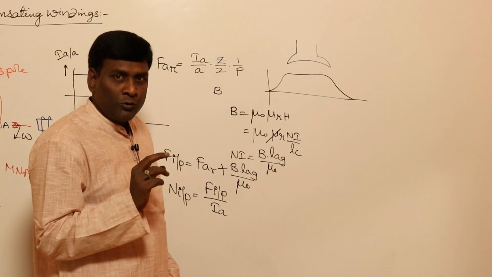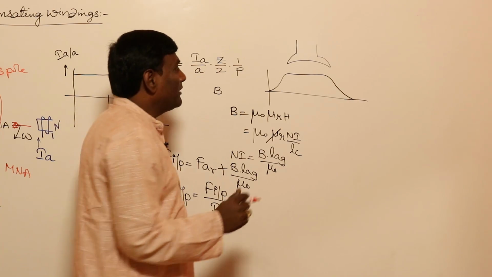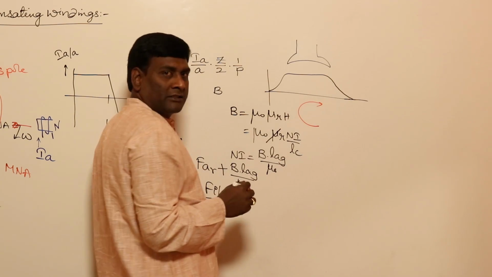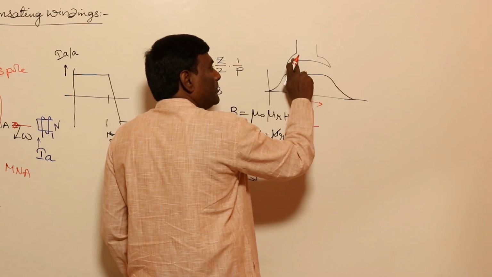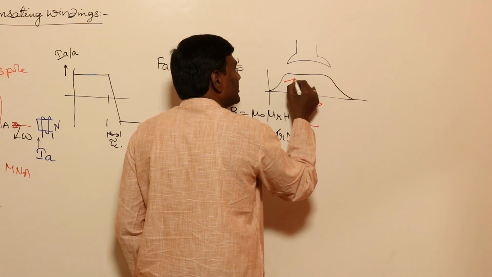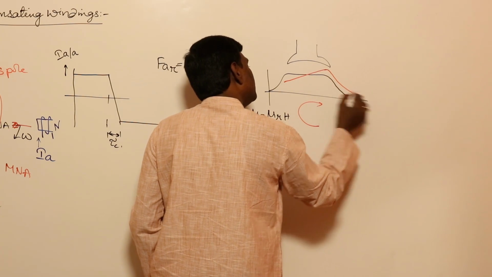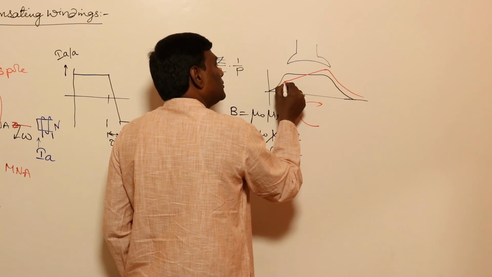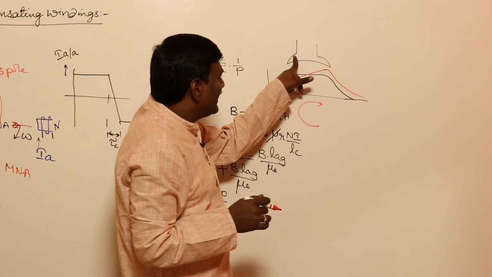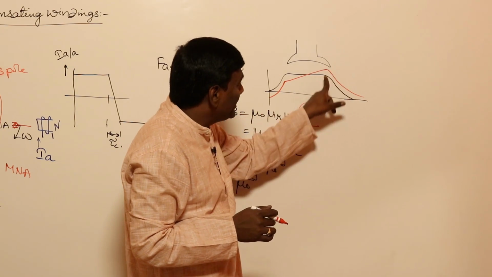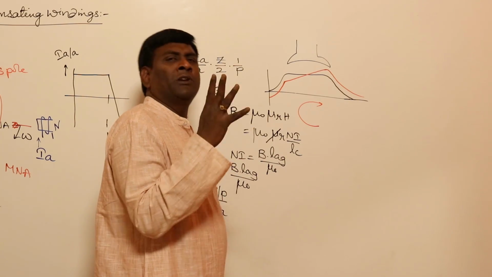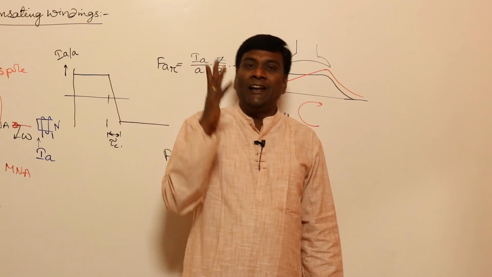Now if you apply load, for example, if the generator direction of rotation is in this direction, this is going to be the leading pole tip and this is going to be the trailing pole tip. So at the leading pole tip, flux density should be reduced, and at the trailing pole tip, flux density will be increased under loaded condition.